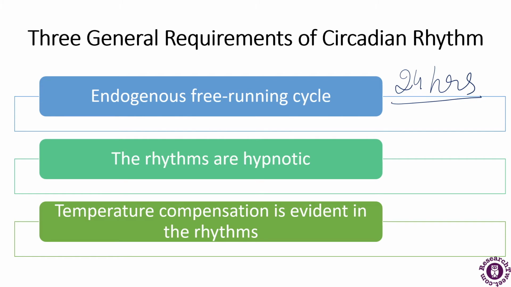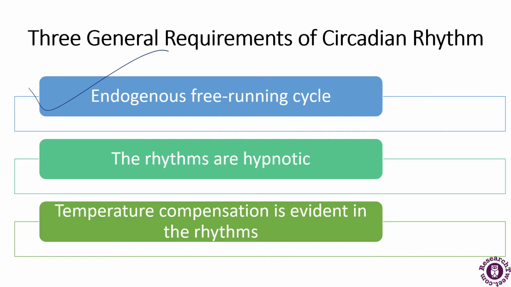The free-running period is signified through a Greek letter. It is the duration of the rhythm in a constant condition. This criterion was created to differentiate the circadian rhythm from a basic response to regular external cues. So it is impossible to call a rhythm endogenous until it is checked and continues in the absence of an external periodic input. So this is about the endogenous free-running cycle.